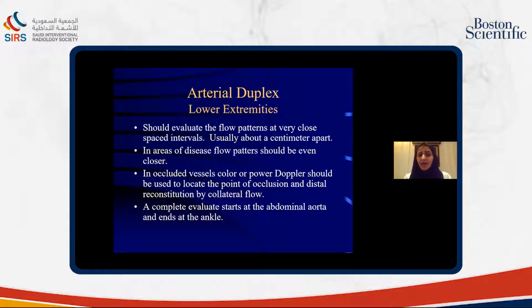We should evaluate the flow pattern at very close intervals, usually about centimeters apart. If we study every centimeter of the vessels, the accuracy of the lower extremity exam will be high. I would say 99% accurate, because we study each centimeter of the vessel, especially if there is a reduction. In occluded vessels, color or power Doppler should be used to locate the point of occlusion and distal reconstitution by collateral flow. A complete evaluation starts at the abdominal aorta and goes all the way down to the ankle.